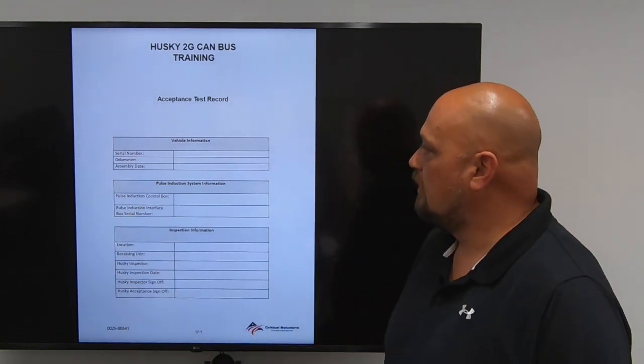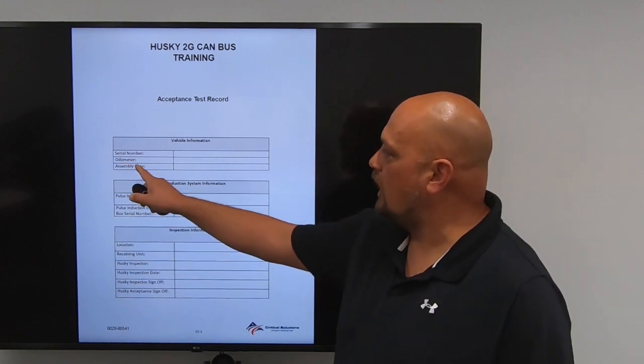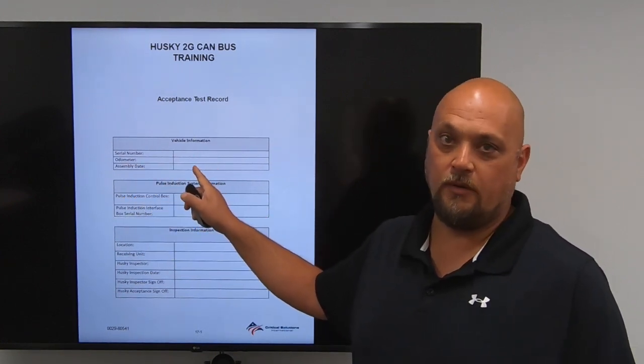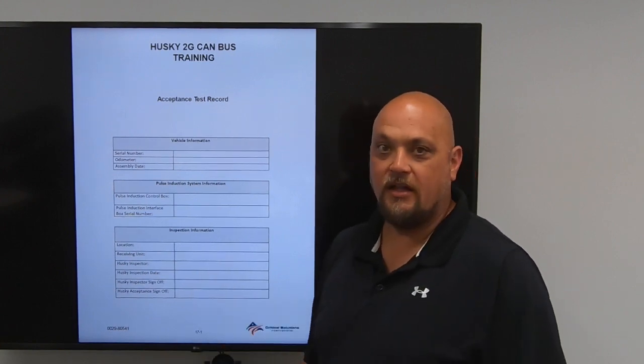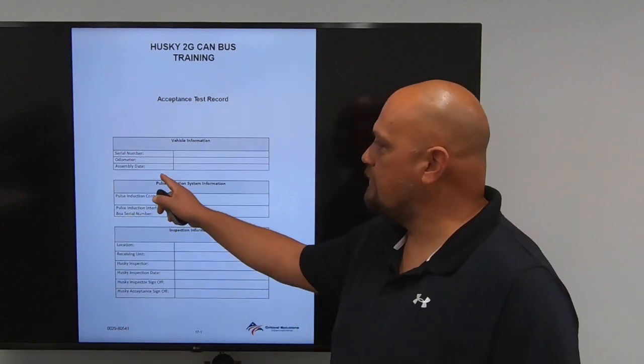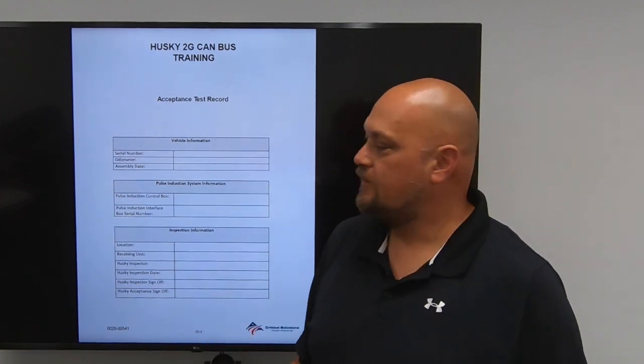You have your vehicle information, your vehicle serial number. This is going to be your vehicle hull number that you'll input there. Odometer, the current mileage that's on the vehicle, and the assembly date. If you did not assemble the vehicle, you can place NA in this area.